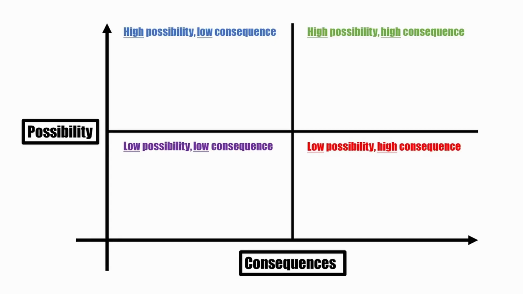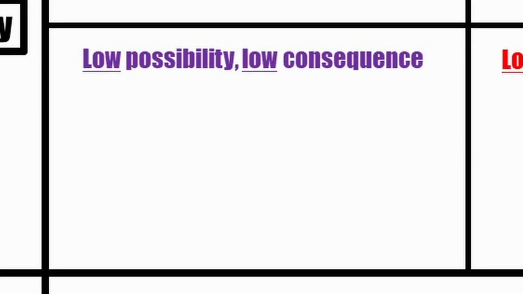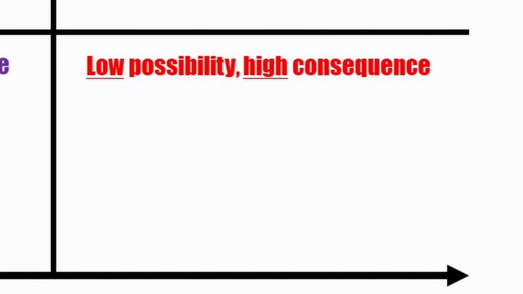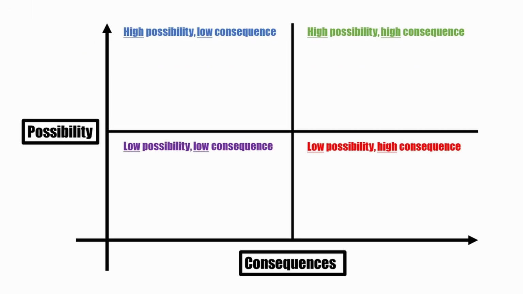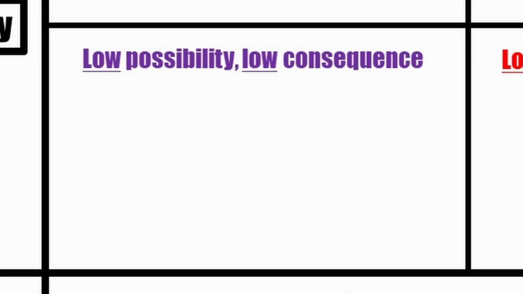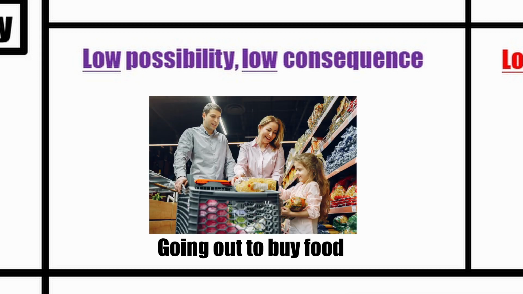And to help you understand this a little bit better, we're gonna use this matrix over here. This is called a risk matrix, and the risk can be low probability and low consequence, or low possibility and high consequence, or high possibility and low consequence, or high possibility and high consequence. A low possibility and low consequence activity might be you going out to buy food. The possibility of loss or injury is quite low, and even if it happens, the consequences are also quite low. It is unlikely that you will sustain heavy injury from just going out to buy food.